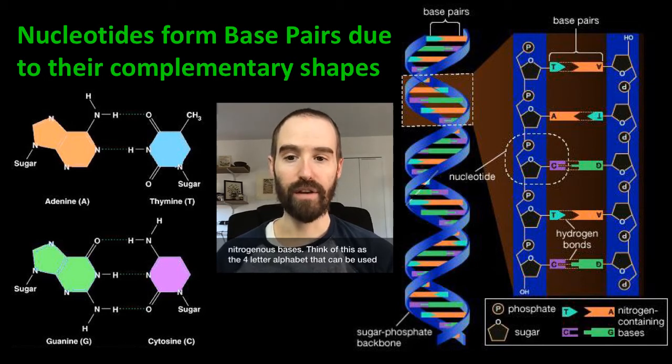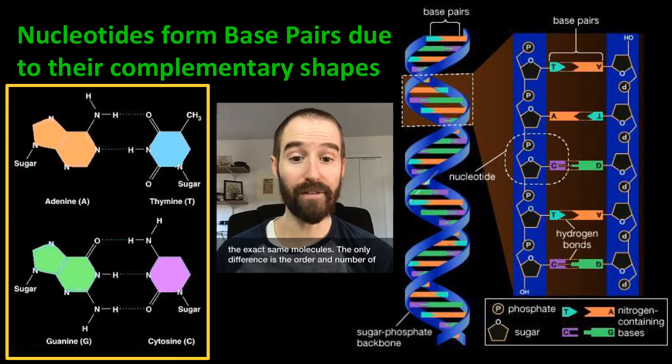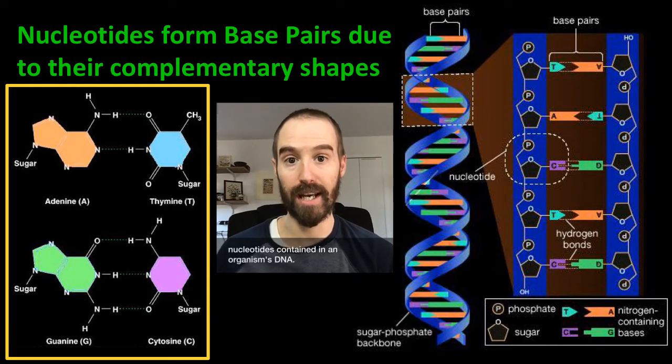Think of this as the 4-letter alphabet that can be used to write out instructions necessary for building a living organism, just like we can put together the letters in our alphabet to form many different words and sentences, and use these to tell a nearly infinite number of stories. This is why we call it the universal genetic code, because all living organisms use the exact same code, made up of the exact same molecules. The only difference is the order and number of nucleotides contained in an organism's DNA.